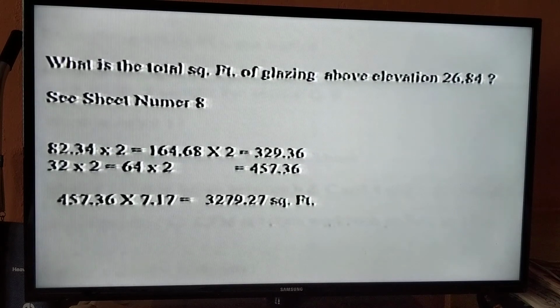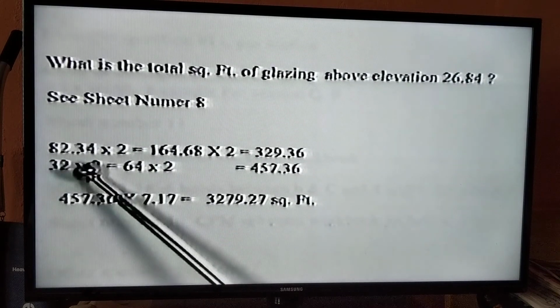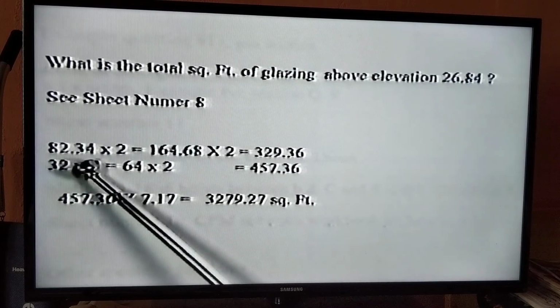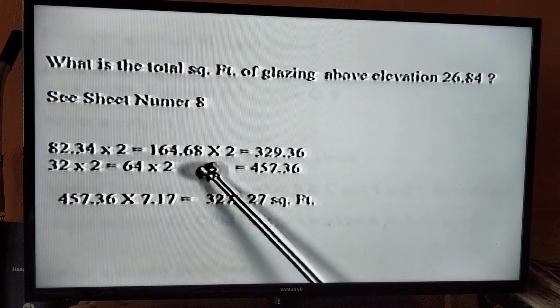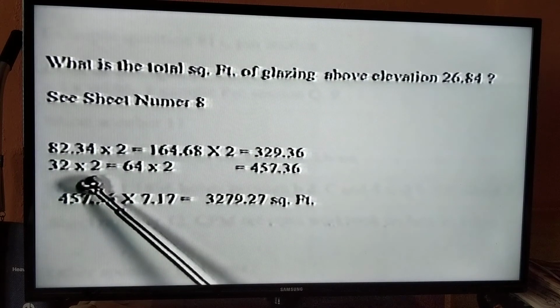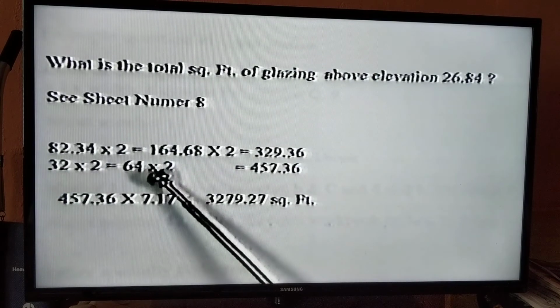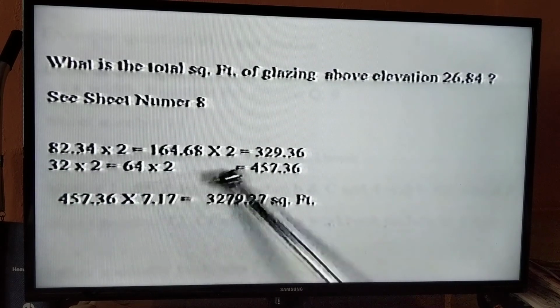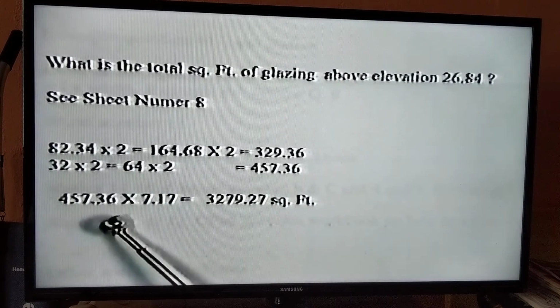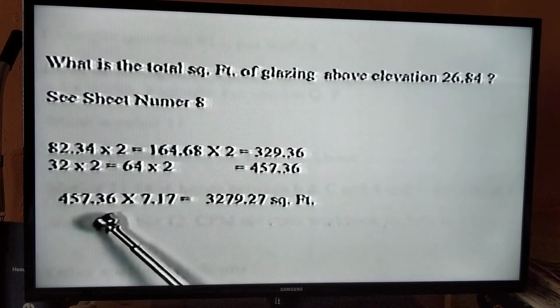But essentially, you're looking at the fact that you have 2 lengths of glass per side of building of 82.34 feet in length. And then you have 2 more sections of glass that are 164.68. And then you have 2 little sections of 32 feet each and 2 little sections of 64 feet each. And when you add them all together, you get 457.36 lineal feet of glass length.